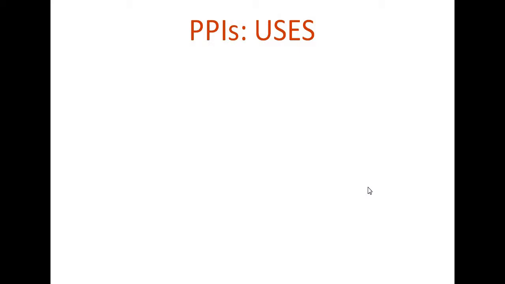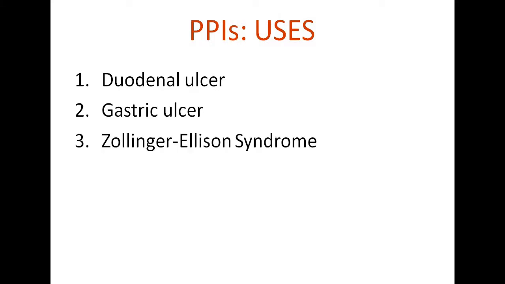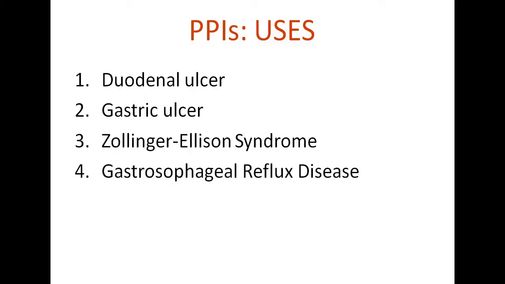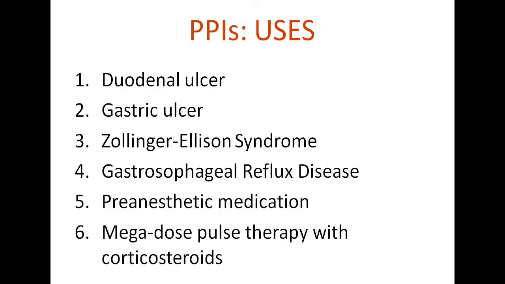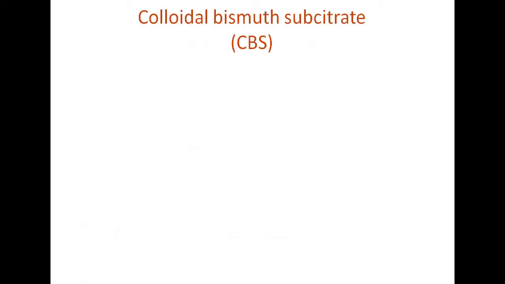Good morning. In the previous class, we had come up to proton pump inhibitors. We will review the uses of proton pump inhibitors. Proton pump inhibitors are used in the treatment of duodenal ulcer, gastric ulcer, Zollinger-Ellison syndrome, gastroesophageal reflux disease, pre-anesthetic medication, along with megadose pulse therapy, corticosteroids, gastritis, and stress ulcers.